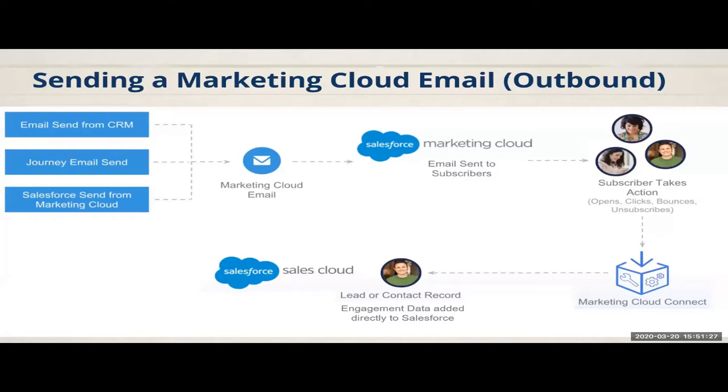So looking at data integration, this is the outbound flow. There are two ways that we look at: the outbound and the inbound. The outbound flow is when you send a marketing cloud email. When I say send a marketing cloud email, the email is actually stored in Marketing Cloud.